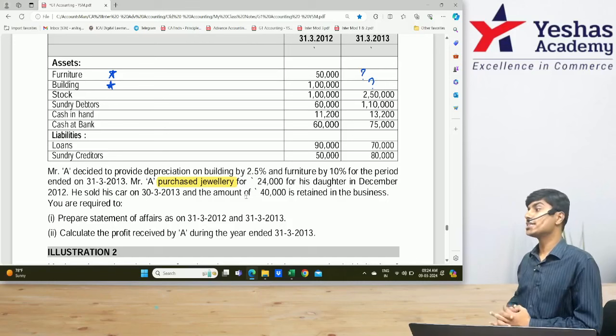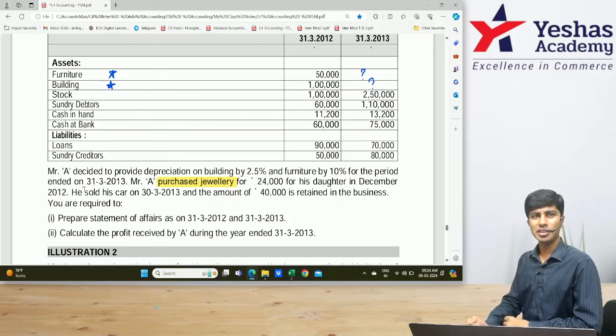Purchased jewelry is drawings. Continue. For his daughter in December 2012. Ayyo, they should have bought in October. Why? Deepavali time, no discount will be there.